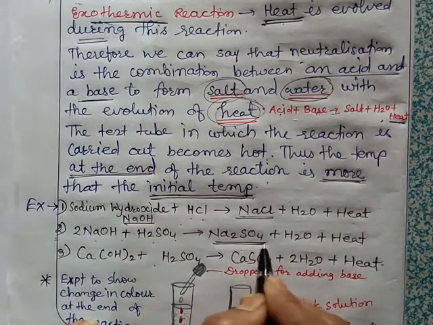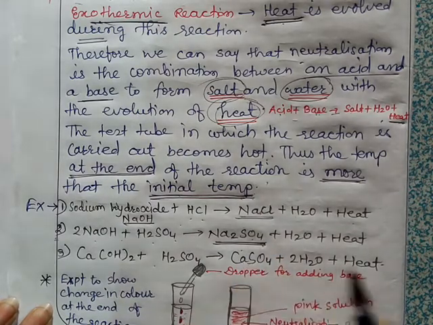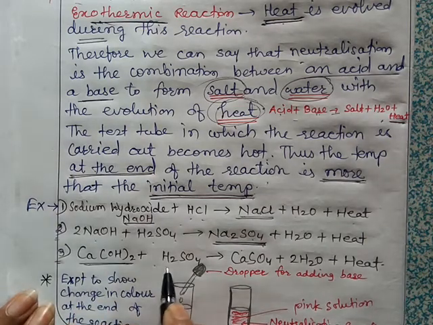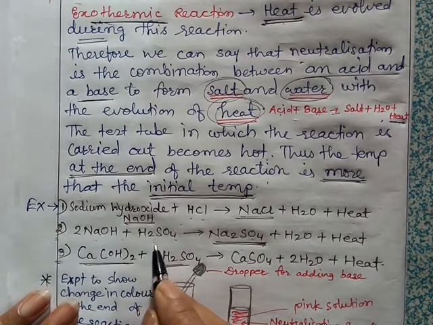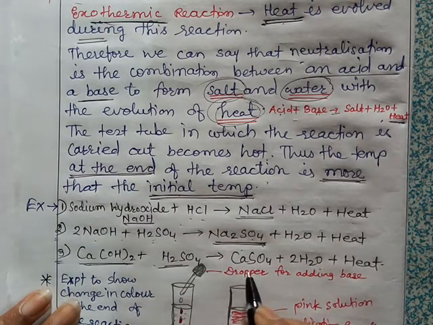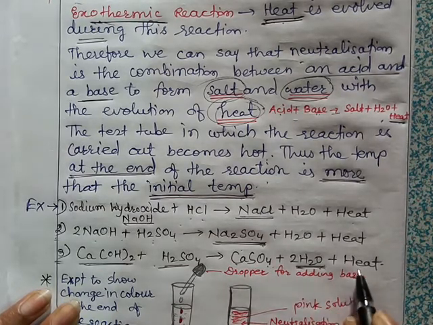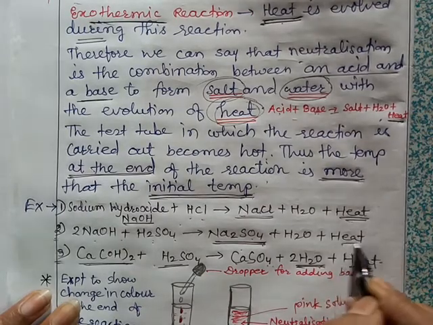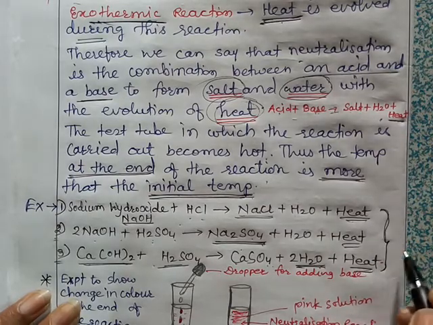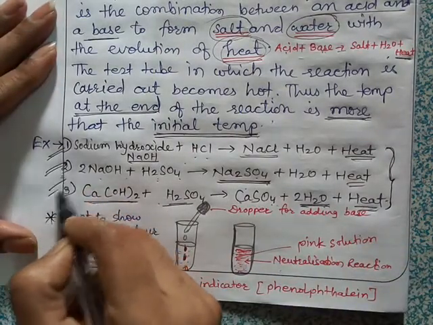This is sodium sulfate. These are the salts. Then we have calcium hydroxide, when it is added to H2SO4, again sulfuric acid, it gives calcium sulfate, that is CaSO4, and it gives water and heat is evolved. So you can notice that in all three reactions heat is evolved because it is an exothermic reaction. So these are the examples.